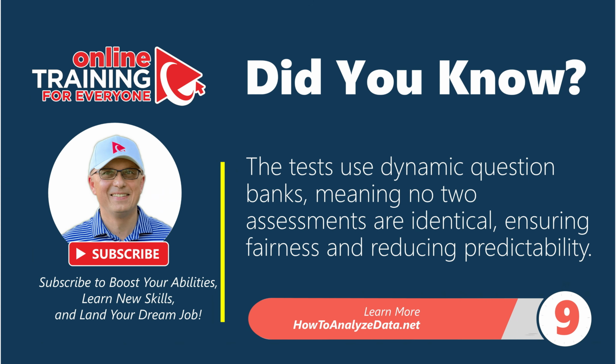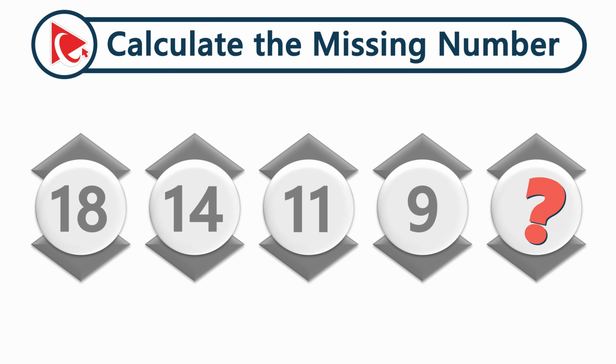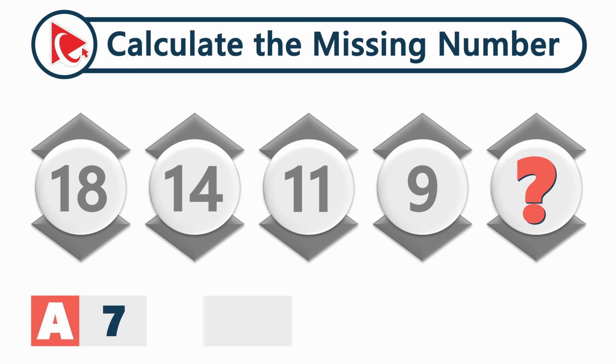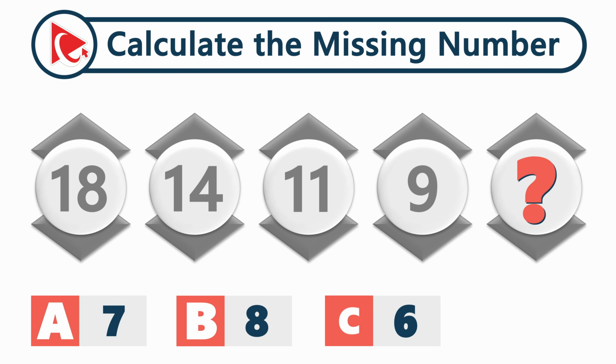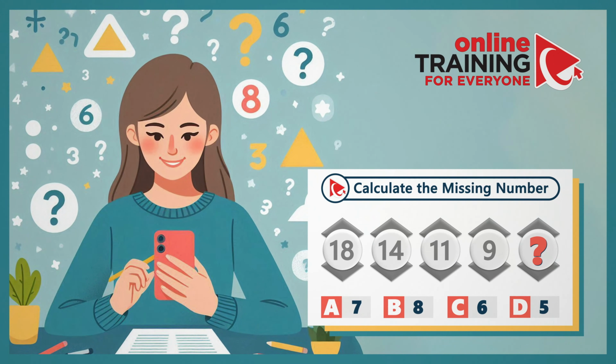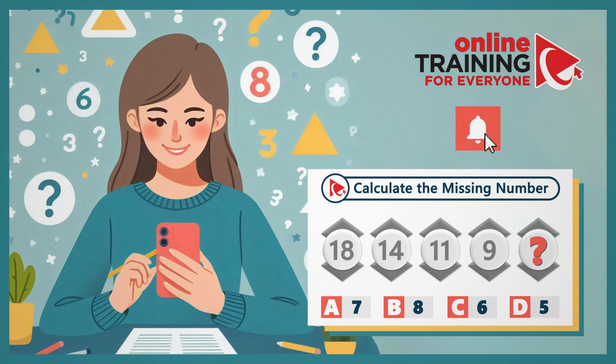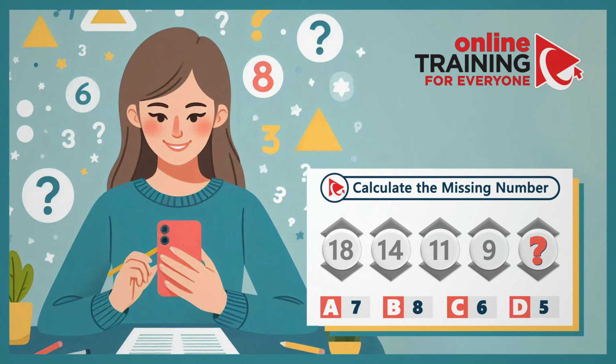In this question, you're presented with a sequence of numbers: 18, 14, 11, 9, and then comes the missing number, which you need to calculate and select your answer out of 4 possible choices. Choice A, 7, choice B, 8, choice C, 6, and choice D, 5. This is what we're gonna do. Take a moment to understand the question, just like you would in a real test. Make sure to choose 1 of 4 answer options before time is up. Afterwards, I'll walk you through the solution step by step. Alright, let's dive in.